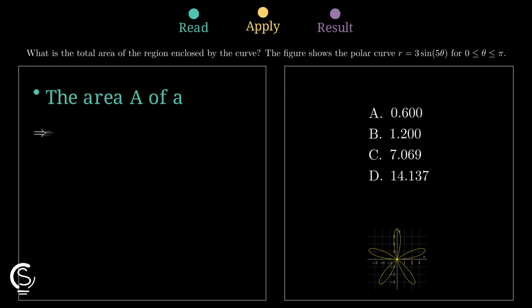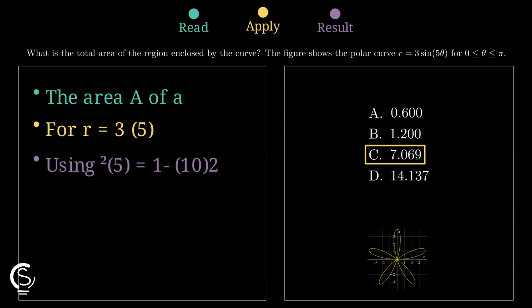Use sine squared x equals (1 minus cosine 2x) over 2, simplify, and evaluating the integral gives 45 pi over 8, about 7.069.